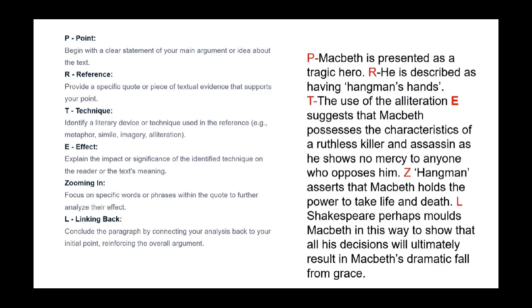The use of the alliteration suggests that Macbeth possesses the characteristics of a ruthless killer and assassin, as he shows no mercy to anyone who opposes him. Hangman asserts that Macbeth holds the power to take life and death. Shakespeare perhaps molds Macbeth in this way to show that all his decisions will ultimately result in Macbeth's dramatic fall from grace.